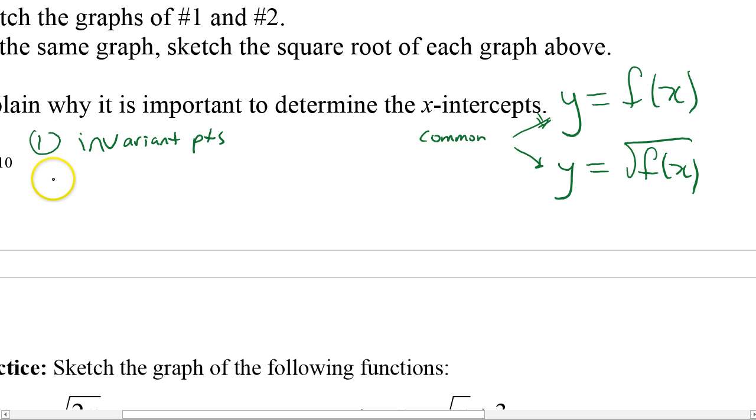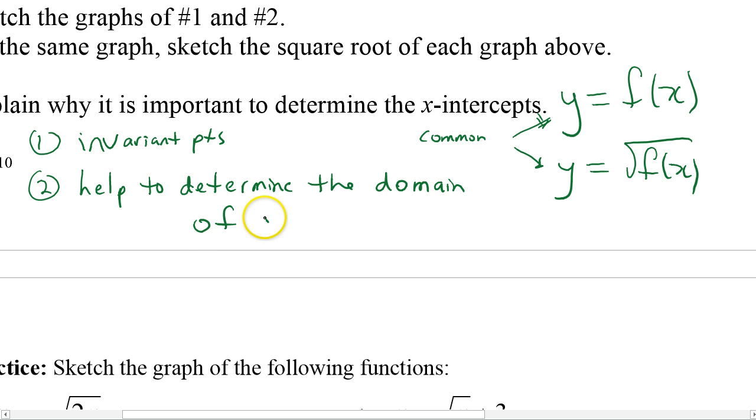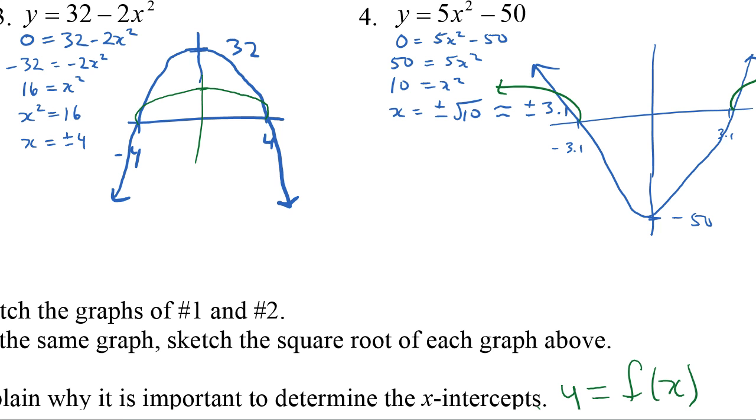And the second one is, it helps us to determine the domain of the square root of the function. Let's see what I mean by that. Over here, the x-intercepts were plus or minus 4, so our domain was in between. The domain here would be negative 4 is less than or equal to x, which is less than or equal to 4.